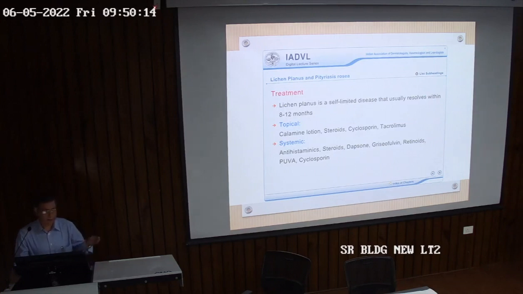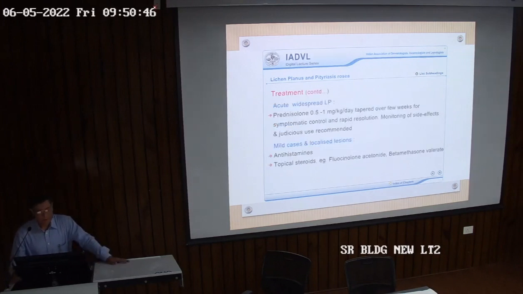Even after they heal, they leave a dark mark there. That lasts for a very long time. So better to treat the patient. If you leave it as self-limiting, the pigmentation will remain another 5-6 years. So better to treat the patient so that the lesions don't spread and so that the pigmentation is much less than if not treated. Usually we use topical steroids and tacrolimus. Systemic, we give antihistamine because of the itching. Steroids, dapsone, griseofulvin, retinoids.